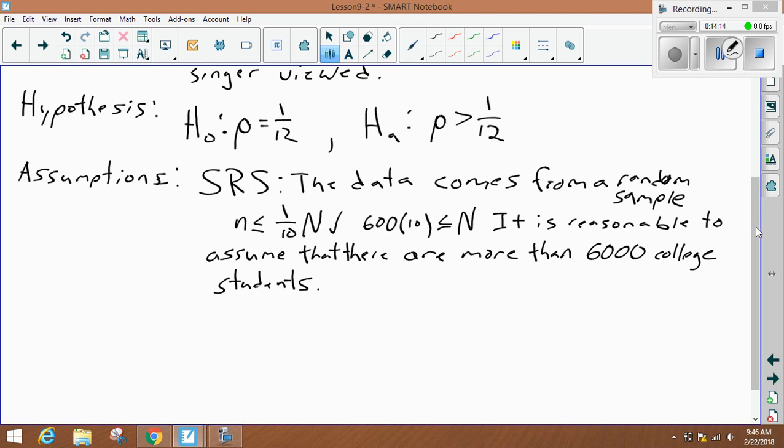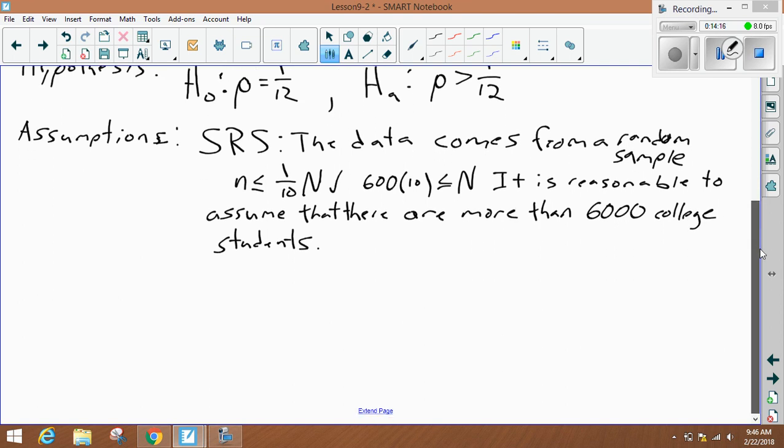Okay, so now let's check for large counts. If we're going to check for large counts for a proportion, we need to know that np is greater than or equal to 10. And we also need to know that n times 1 minus p is greater than or equal to 10.